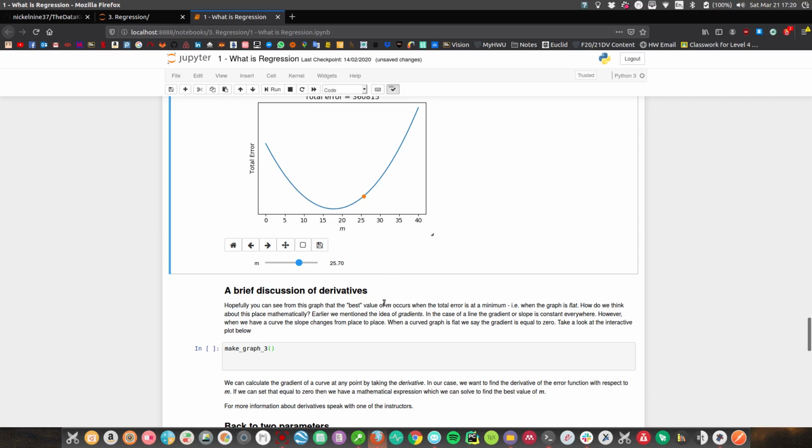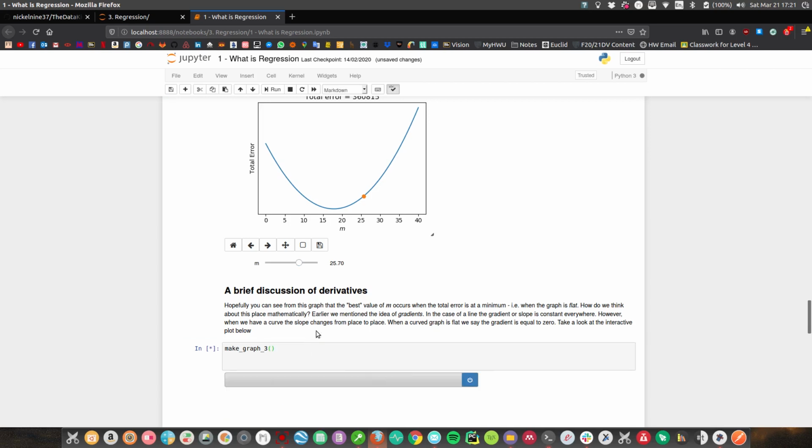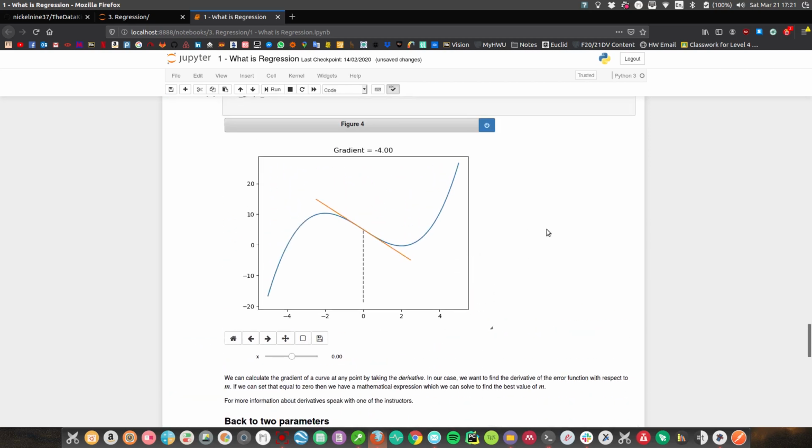And the way that we talk about slopes is by using this idea of derivatives, or gradients. It's essentially the same thing. Gradients and derivatives are the exact same concept. So I'm just going to run this graph here and take a look at what we've got.